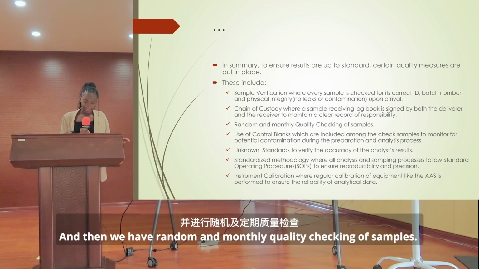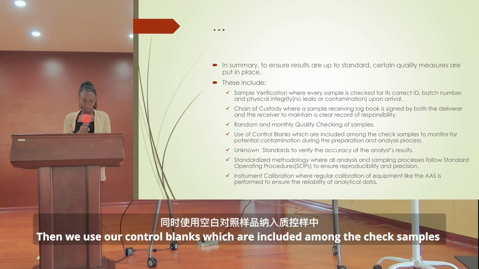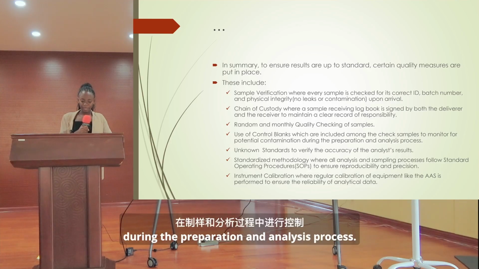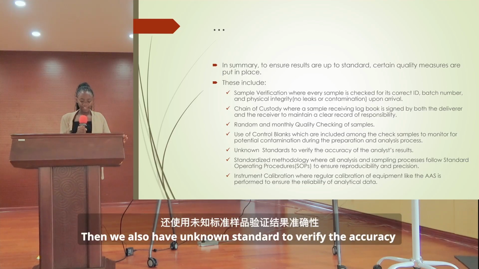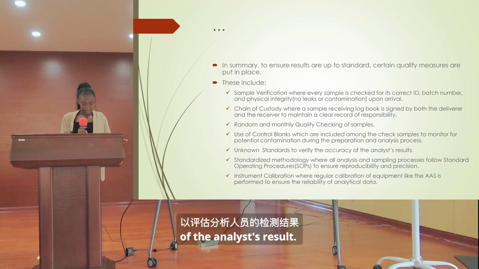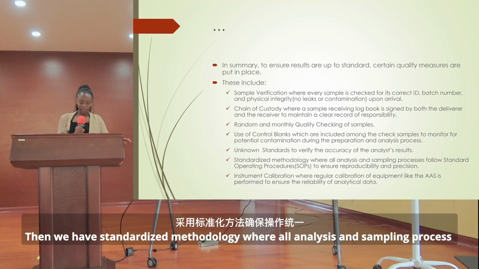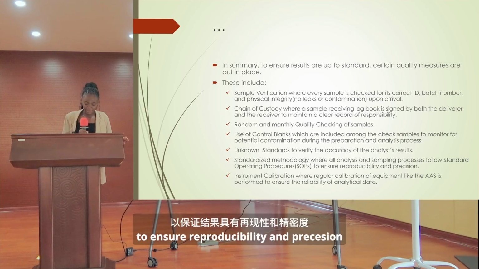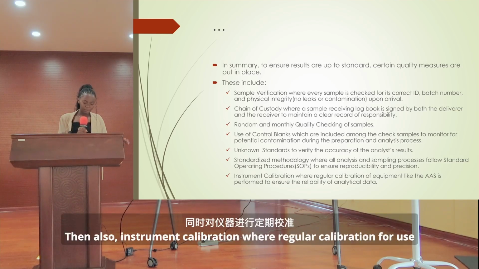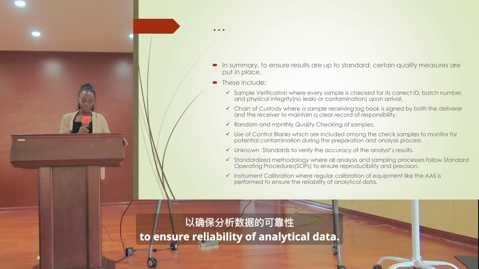And then we have random and multi-quality checking of samples. Then the use of control blanks, which are included among the check samples to monitor for potential contamination during the preparation and analysis process. Then we also have unknown standards to verify the accuracy of the analysis results. Then we have standardized methodology where all analysis and sampling processes follow standard operating procedures to ensure reproducibility and precision. Then also instrument calibration, to make sure that we calibrate our instruments before use to ensure reliability of analytical data.